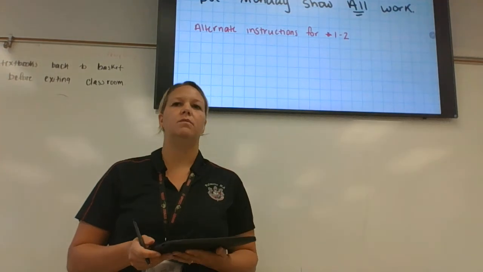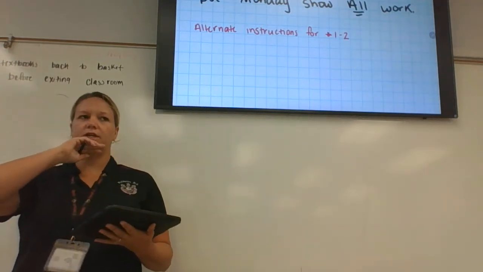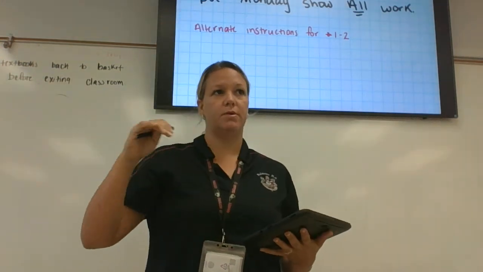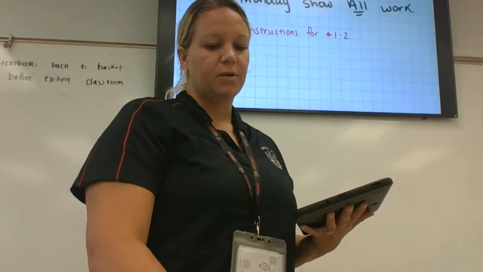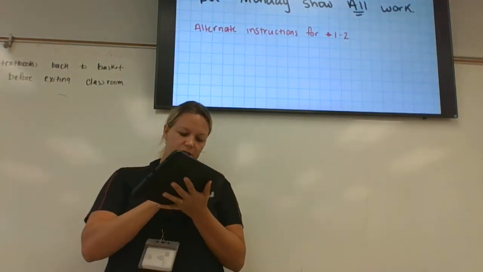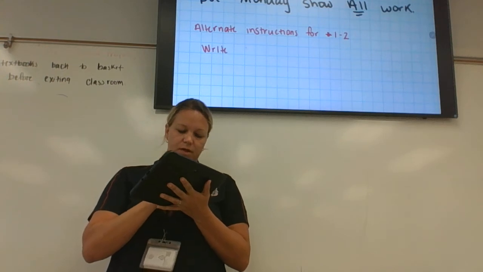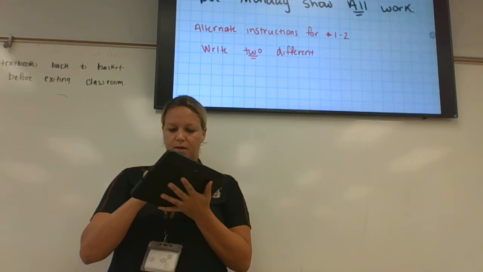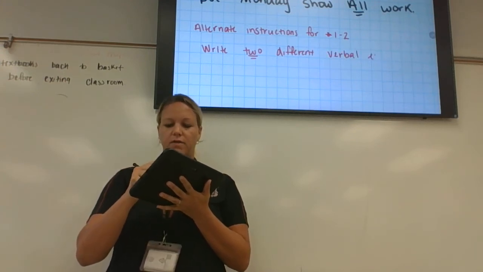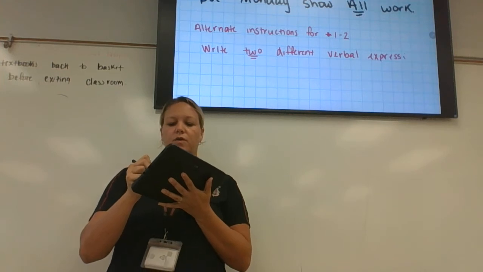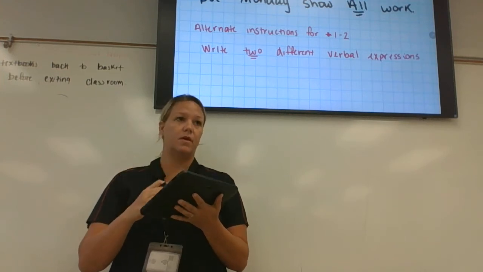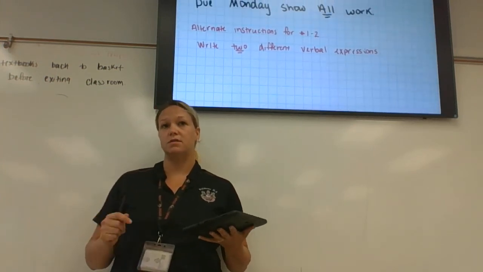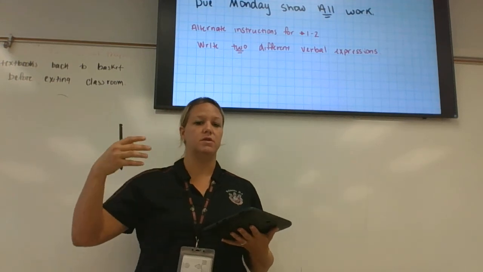Hey, so I want to change the instructions for number one and two a little bit, just so that you're fully prepared for your quiz. It says write a verbal expression for each algebraic expression. I want you to write two different verbal expressions. Okay, I want to know that you know more than one word for every operation. So I really want to see that your vocabulary goes beyond just minus, that you can think more than just one way.